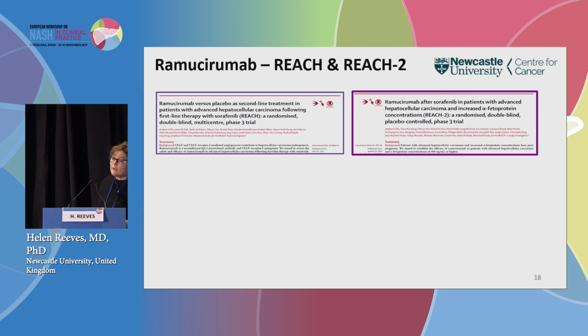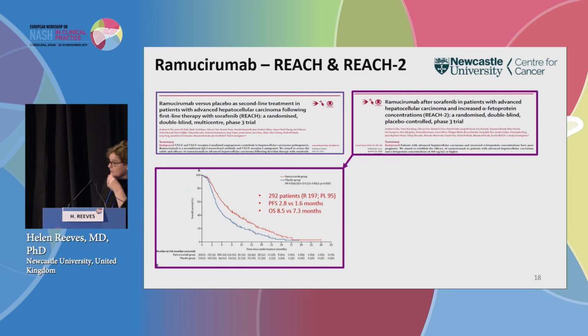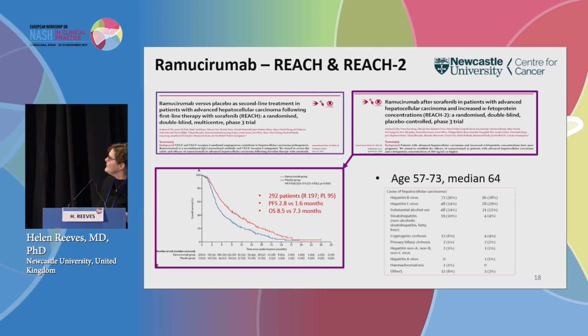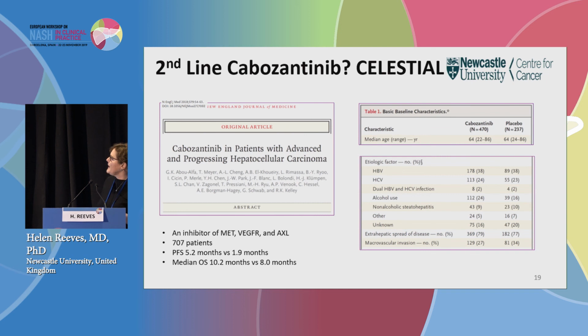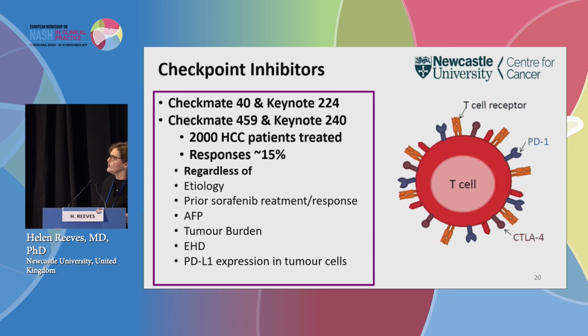This is a VEGF receptor antagonist. These are the trials which actually looked at enrichment in patients with alpha-fetoprotein expressing. Yes, there was a benefit in these patients, but again, they were younger. Not many of them had NAFLD. And the same goes for cabozantinib, which is a MET inhibitor. Younger patients, and not many of them had NAFLD.